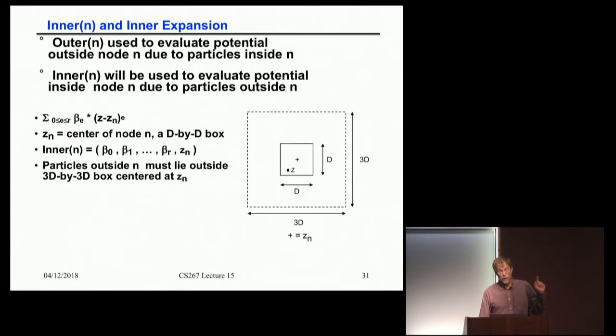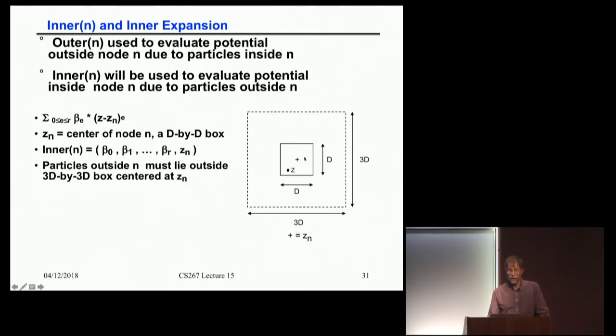So, but what I really want, the output of the algorithm, is a formula. That was called outer. Now what I really want is inner. I want a formula for the potential inside this box due to everybody outside. That's the final outcome of the algorithm. For every particle, I know what box I'm in, and I want to evaluate the potential due to everybody. And that's called an inner expansion.